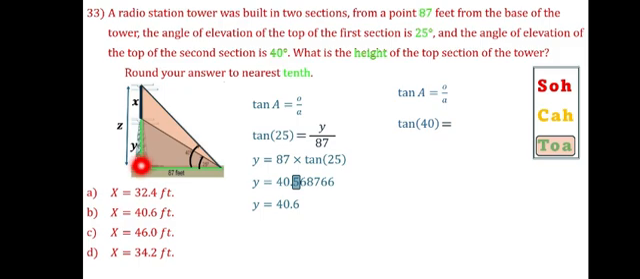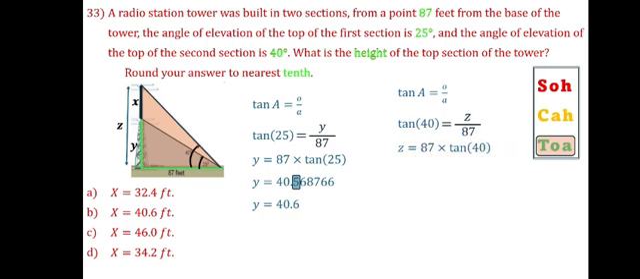opposite. Here opposite is the entire radio station with the first section and the second section, the total height, which is z. So opposite is z over adjacent. Adjacent is 87, so in place of adjacent, I'm going to write 87. If you want to find the z value, then just multiply. So z equals 87 times tan 40.